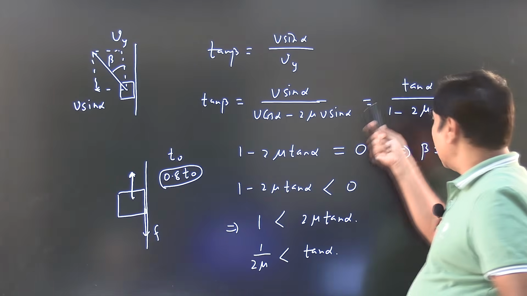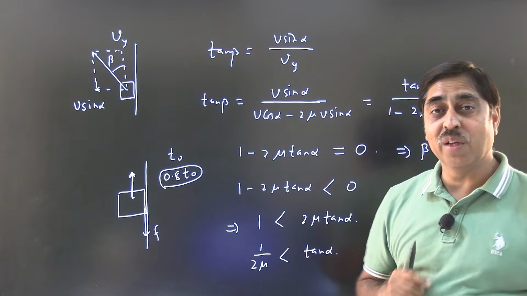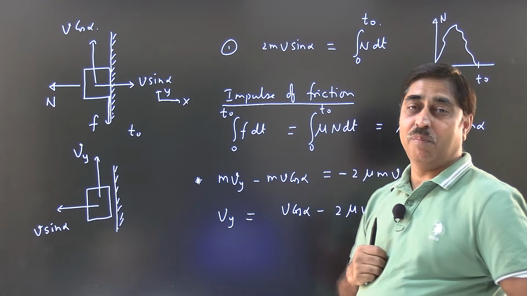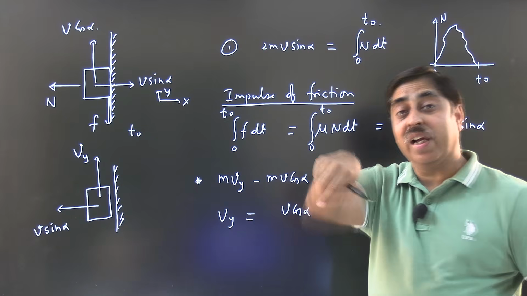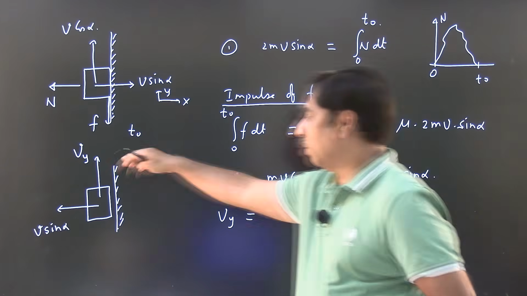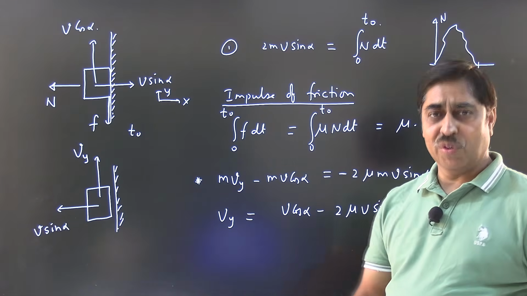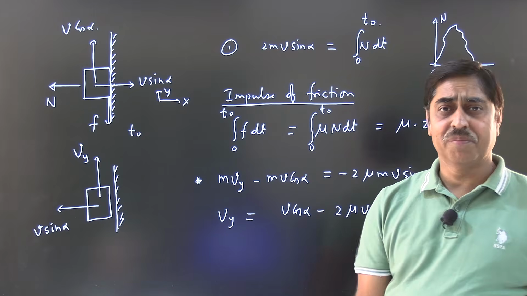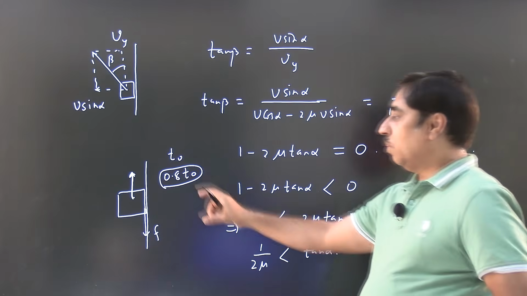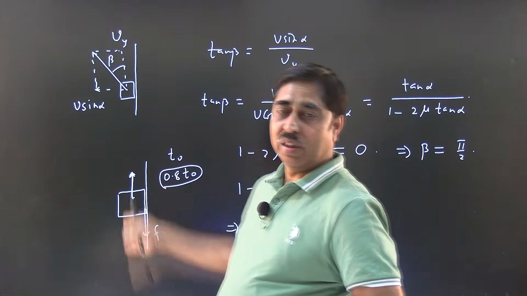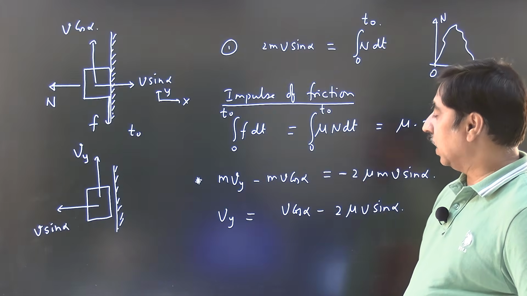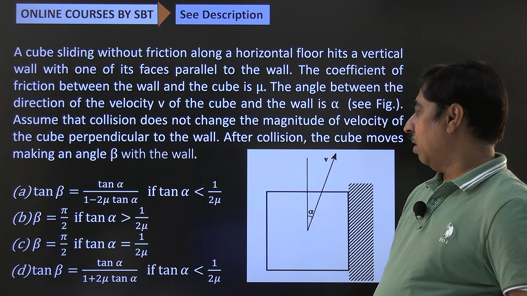So this becoming negative is actually telling you that impulse of friction has not acted for entire period of t0, but you have taken it to be acting for a period of t0. So poor mathematics, what does it know, it took vy in this direction, which is wrong. So in this case also, if this condition is satisfied, actually the block will move in this direction only, velocity in this direction will become 0. So 1 by 2 mu is less than tan alpha.